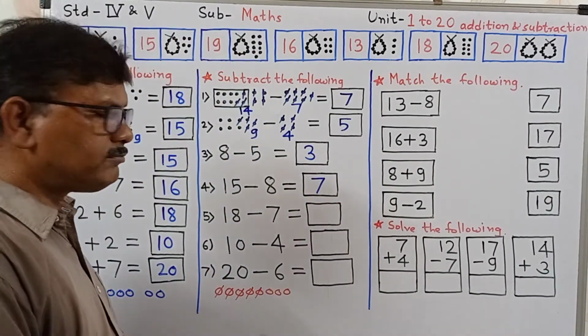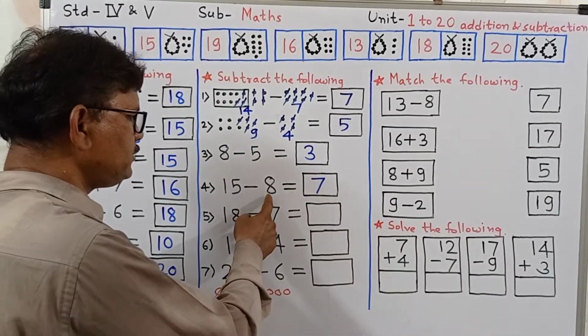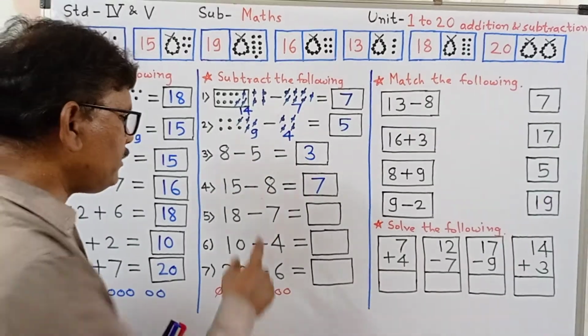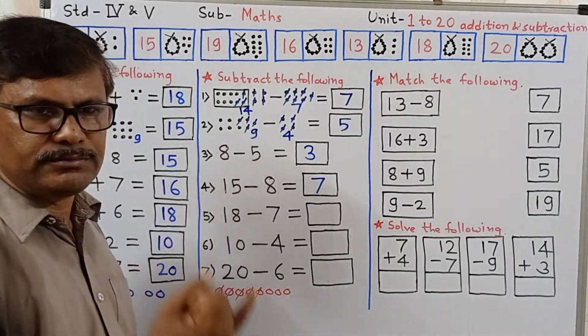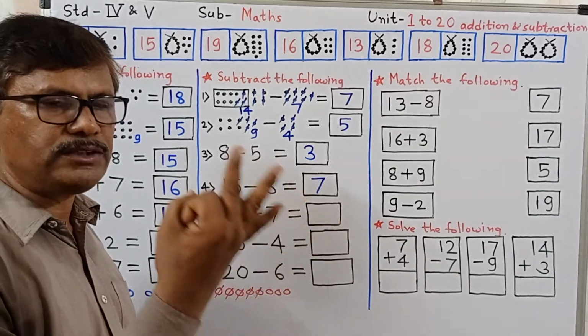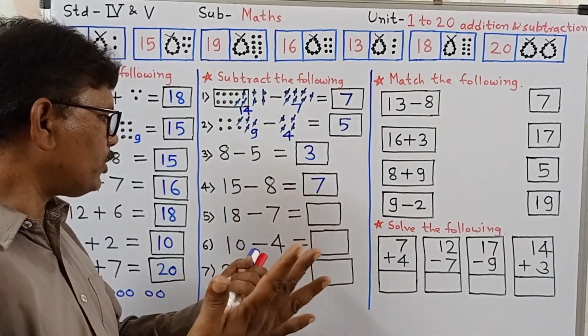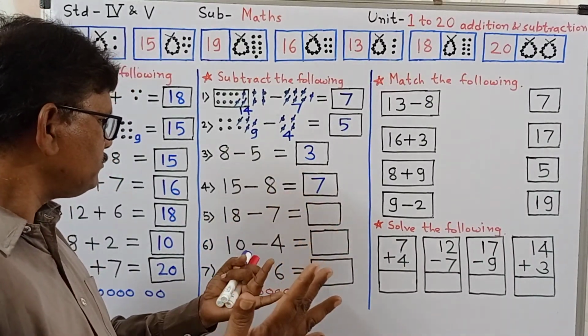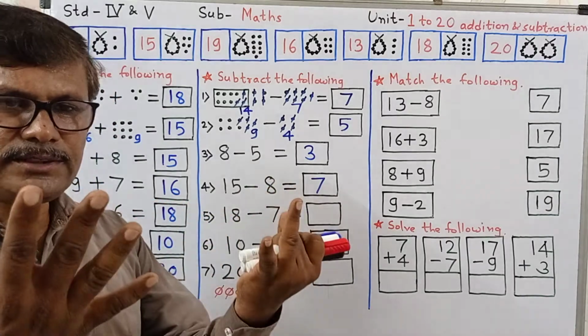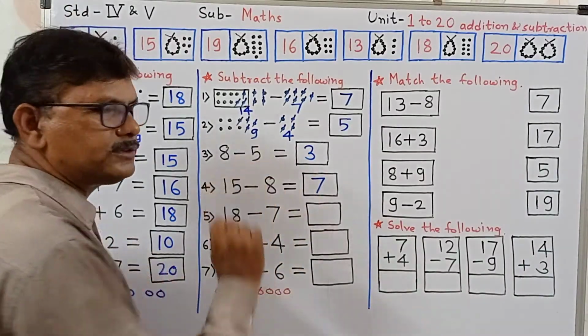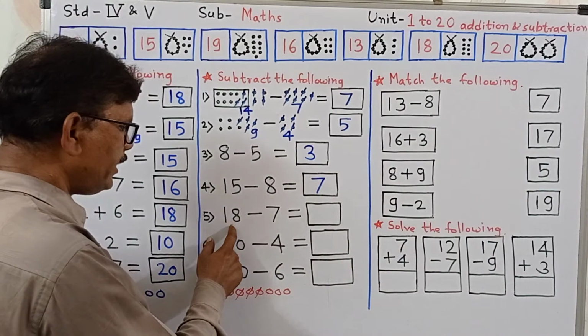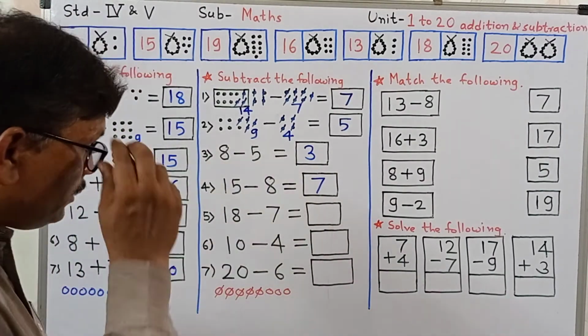And the second one, that is count after 8 to 15: 9, 10, 11, 12, 13, 14, 15. How many fingers? 7. 7.